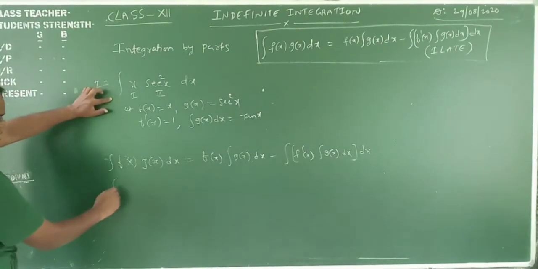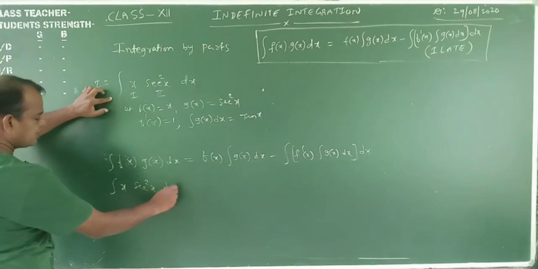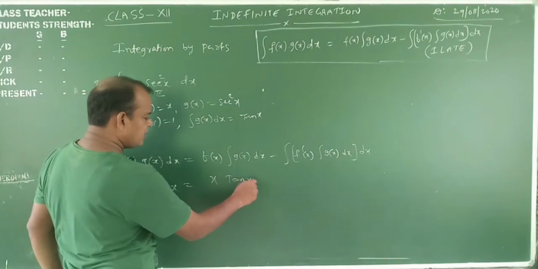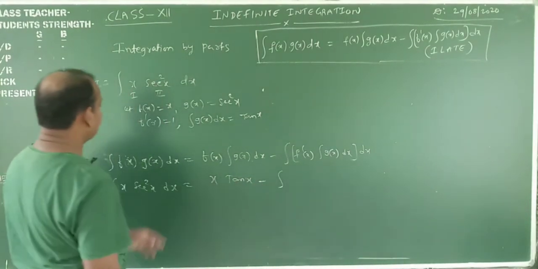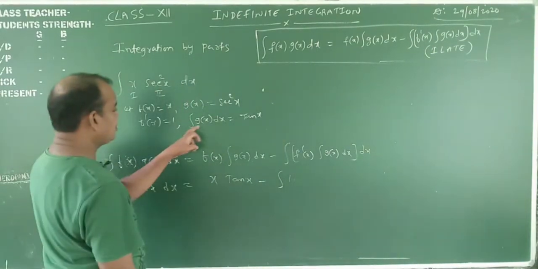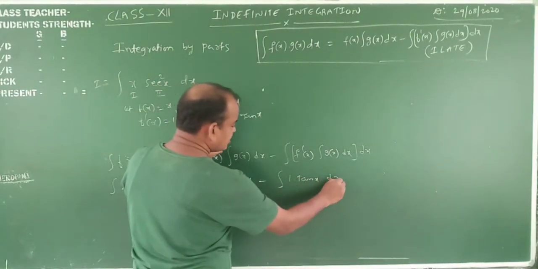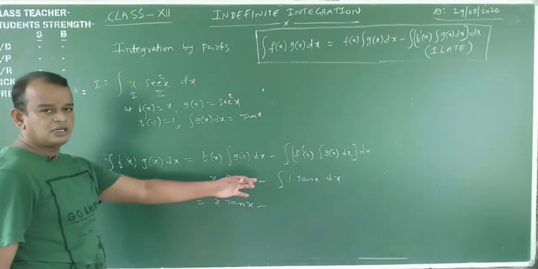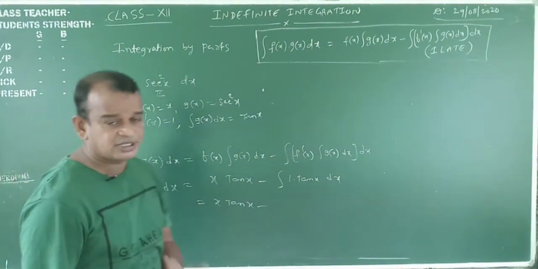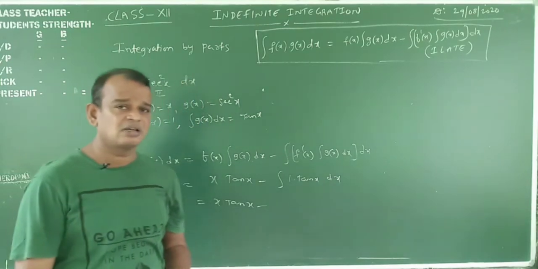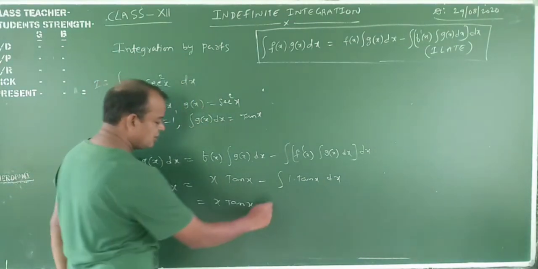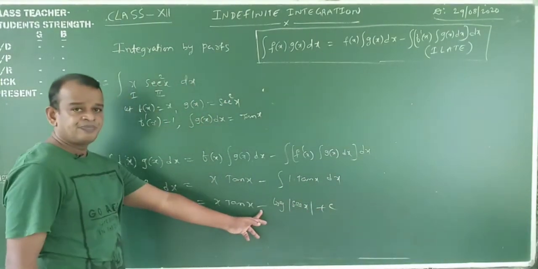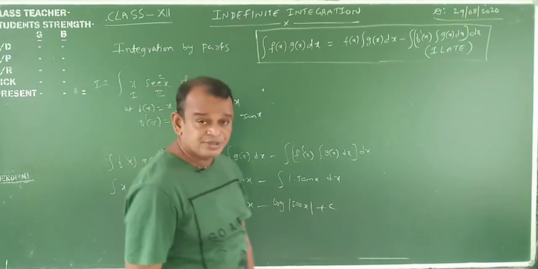Here, the integral of x into secant square x dx. After the formula, f of x means x, the integral of g of x dx means tan x, minus the integral of f dash of x, which is 1, into the integral of g of x dx, which is tan x, dx. Now, x into tan x minus the integral of 1 into tan x. For the integral of tan x, two forms are there: minus log mod cos x, or log of mod secant x. So the answer is x tan x minus log mod secant x plus c. If we first write cos, this minus becomes plus. Okay, in this way we complete the problem, my dear students.